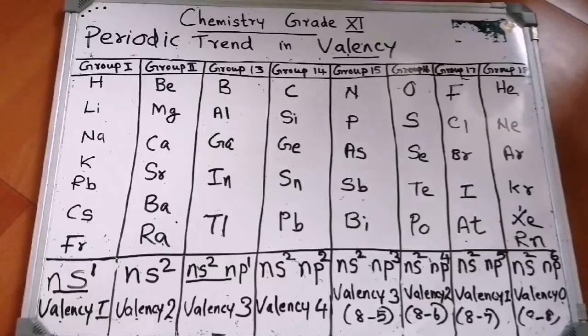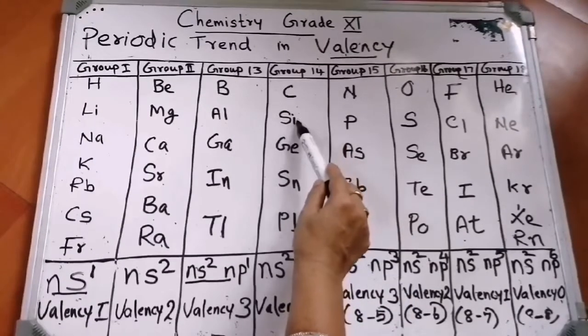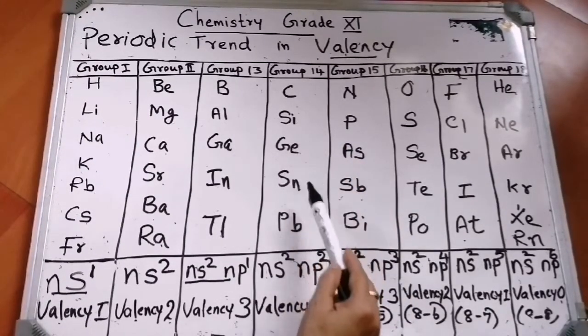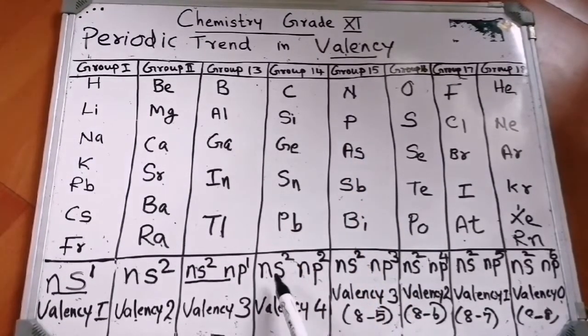Group 14 elements carbon, silicon, germanium, tin and lead, their general electronic configuration is ns2 np2. As they have 4 electrons in the outer shell, their valency is 4.